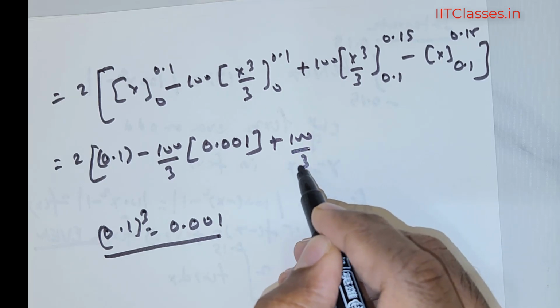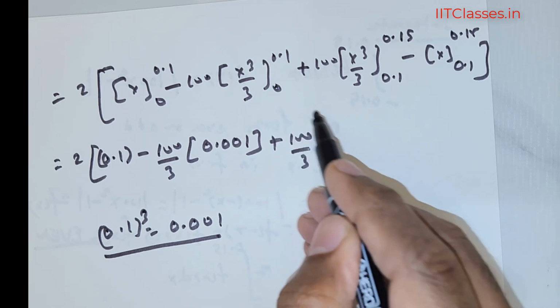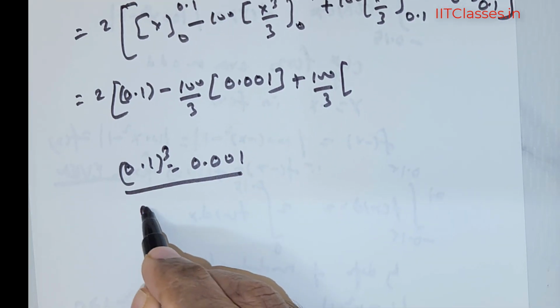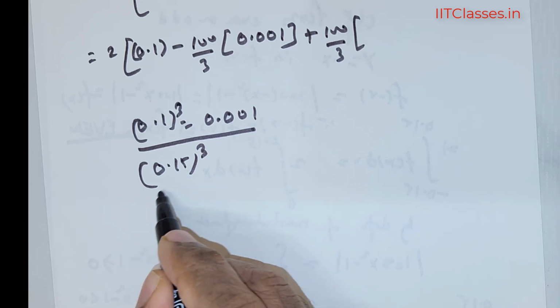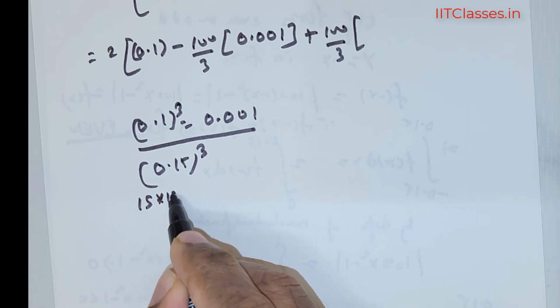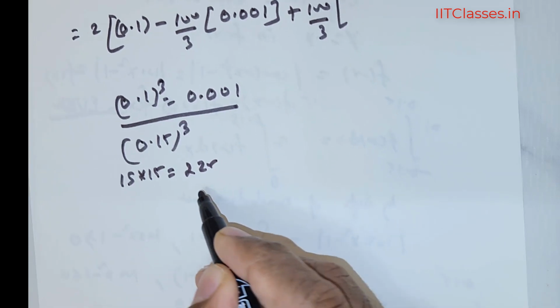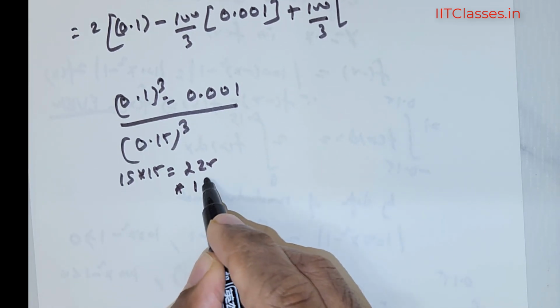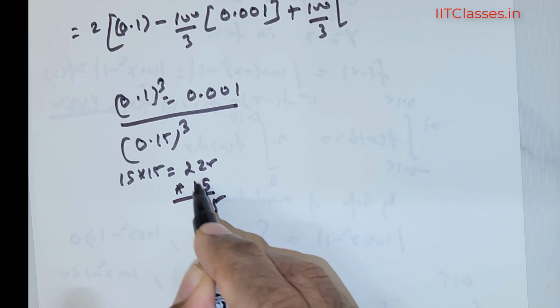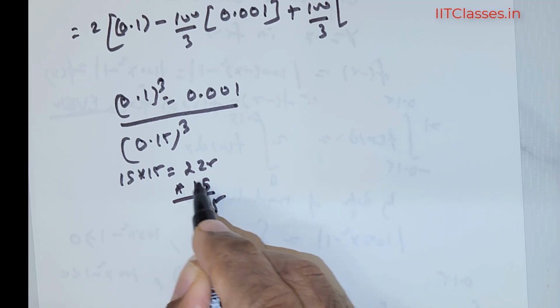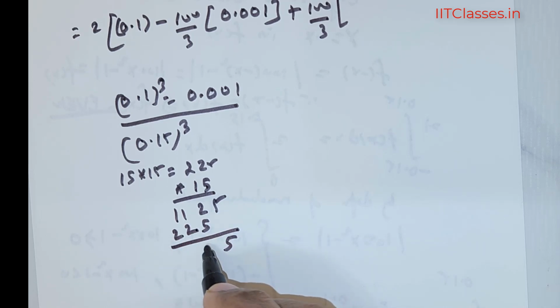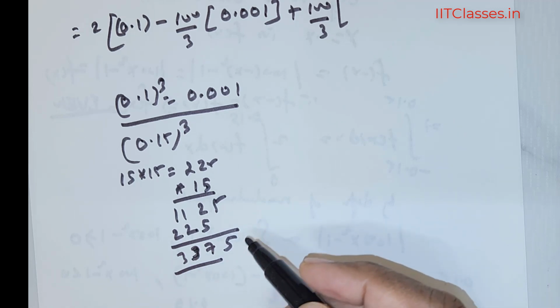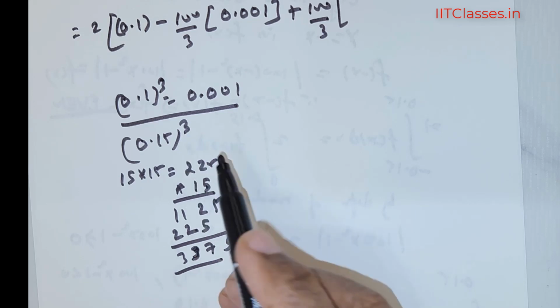Positive 100 over 3. Of course, 0 has got no value, so there is no point in substituting it. Now 0.15 raised to the power of 3. We can multiply 15 into 15. That's 225. I multiply it again by 15. So you're getting 3375. And it is a cubic value.